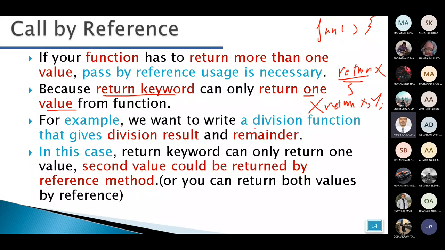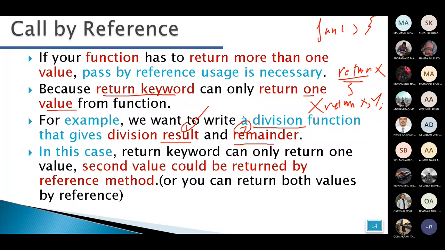For example, if you have a division function that takes two numbers, then returns the result of the division and the remainder. So it returns two values. You cannot use the normal return keyword because it will not return these two values. It can return one value. What about the other one?